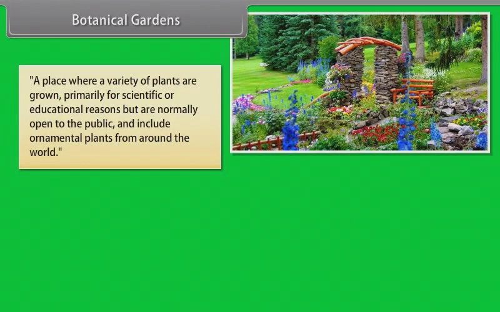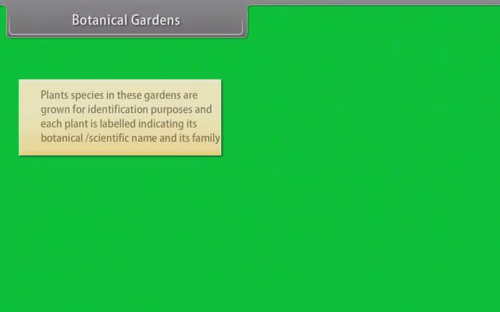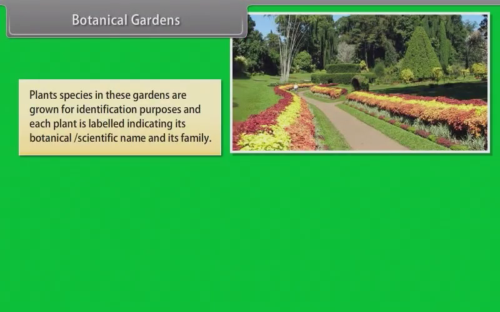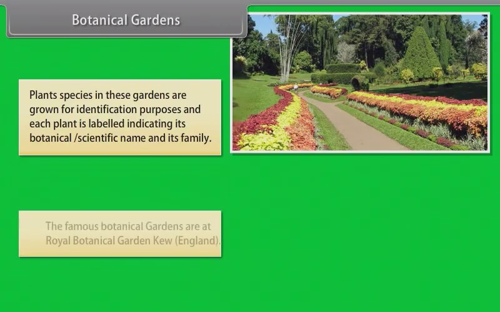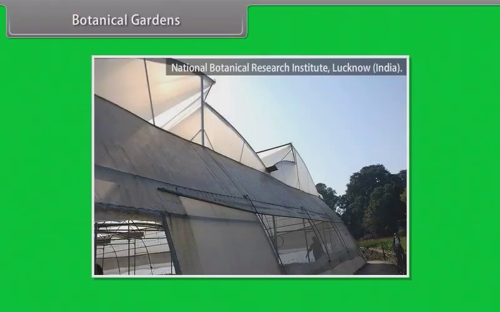Botanical gardens: a place where a variety of plants are grown, primarily for scientific or educational reasons, but are normally open to the public and include ornamental plants from around the world. These specialized gardens have collections of living plants for reference. Plant species in these gardens are grown for identification purposes, and each plant is labeled indicating its botanical scientific name and its family. The famous botanical gardens are the Royal Botanical Garden, Kew, England, and the National Botanical Research Institute, Lucknow, India.